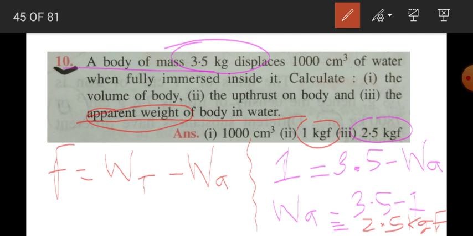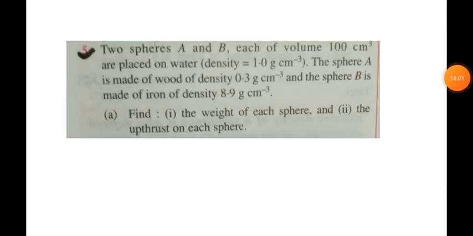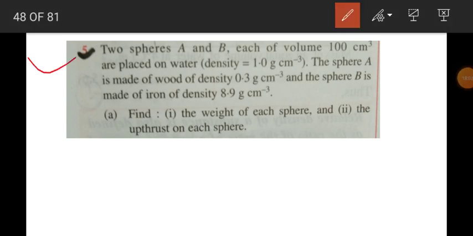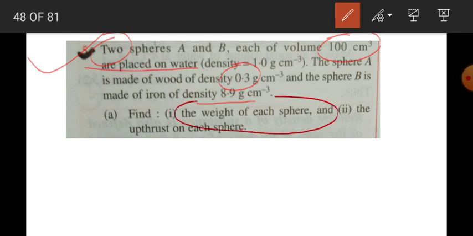Now let me solve one more such type of numerical. Now this numerical was given as a homework. I hope you have done it at home. चलो ठीक है. अच्छा, two spheres A and B, each of volume 100 centimeter cube, placed on water. Okay, two spheres are there. Sphere A is made up of density 0.3, which is less than the density of water, and sphere B is made up of iron. Okay, we have to calculate the weight of each of the sphere.